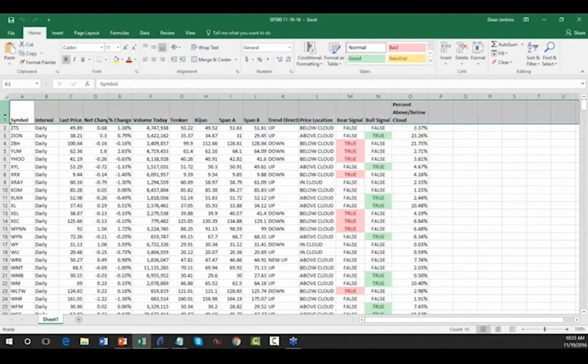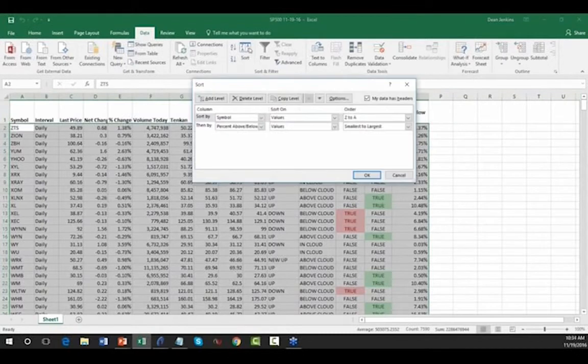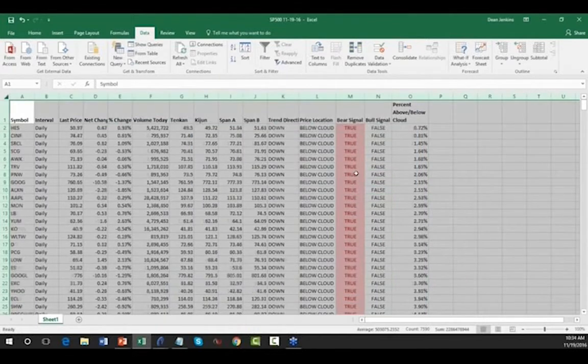So let's look for some bearish trades here. I'm just going to use the data sorting filter and sort this. Let's look for bears, largest to smallest, and then by percent. Okay, boom, there it is.